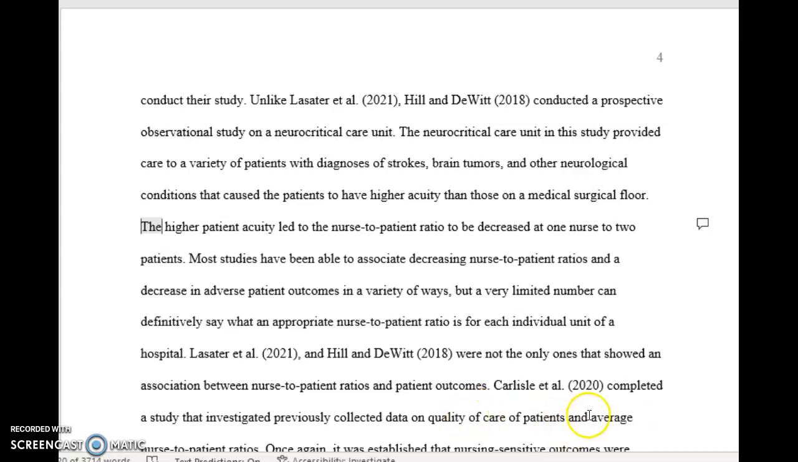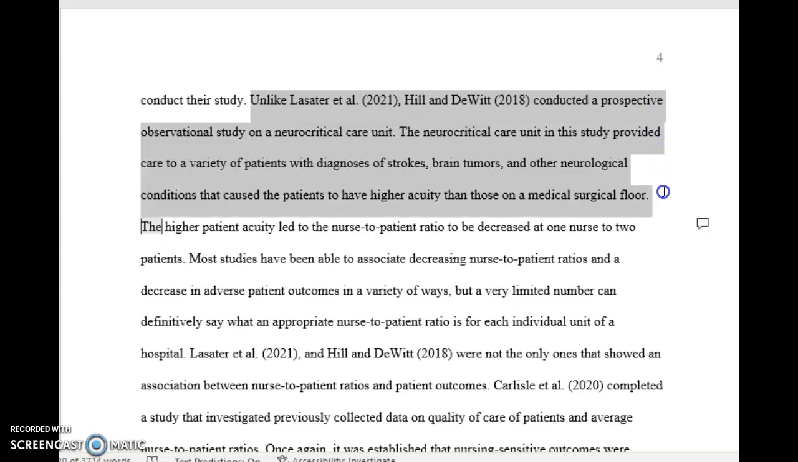Here we do have a nice synthesis of the literature. Note that this student commented, unlike Lassater, et al., Hill and DeWitt conducted. And so you can see this nice synthesis, this transition, where we're moving into another article. There is both a summary as well as a synthesis of the literature.